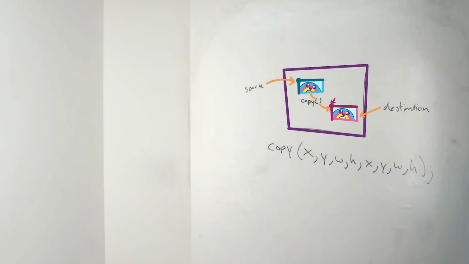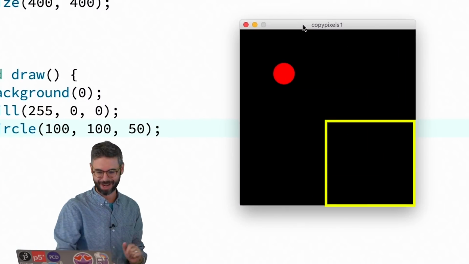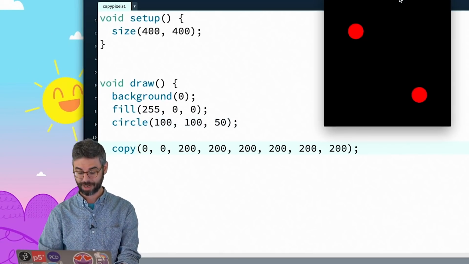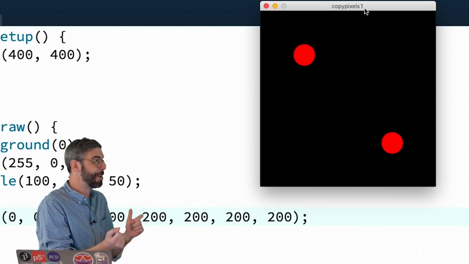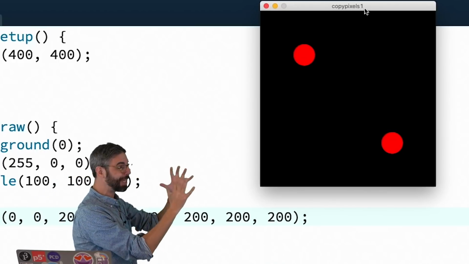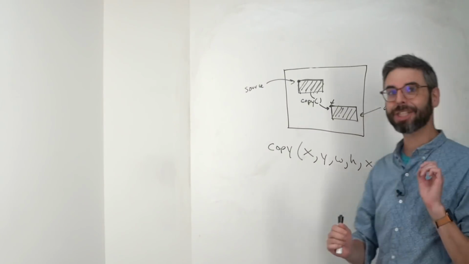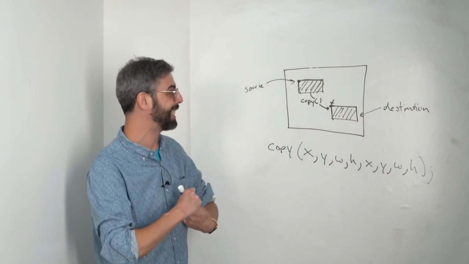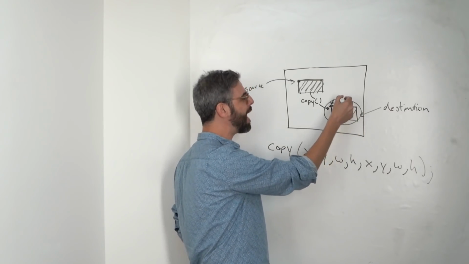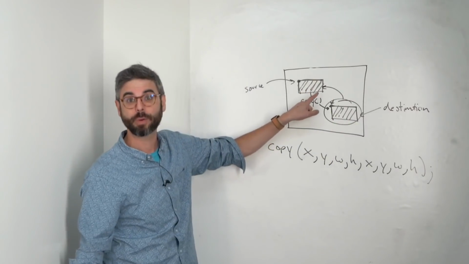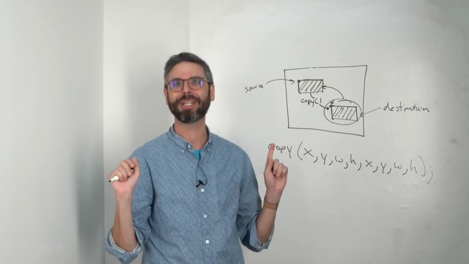Let's see this in action. I'm going to attempt to copy the top left quadrant of the canvas to the bottom right. There we go. It looks like I just called the circle function again for a different location, but I have not. I'm actually just copying the pixels from a rectangular portion of the canvas to another one. What is especially exciting about using the copy function is that the dimensions of the destination rectangle do not have to match the dimensions of the source one. So I also have the opportunity to stretch and skew and twist that original image.